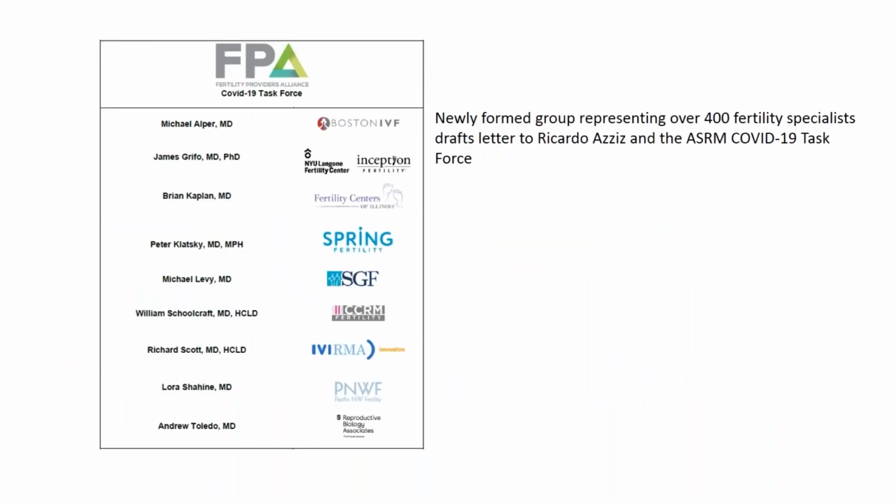In response, there was a lot of controversy, and some in our field felt, and feel strongly, that fertility treatment is urgent, not elective, and could be continued safely. And so there was actually a rapidly formed new group called the Fertility Providers Alliance, which met and came up with some recommendations and sent a letter to the leadership and the task force that's working on COVID-19 recommendations for ASRM. And this letter was signed on behalf of over 400 fertility specialists from some of the largest practices in the country, accounting for a large proportion of IVF cycles in the US.